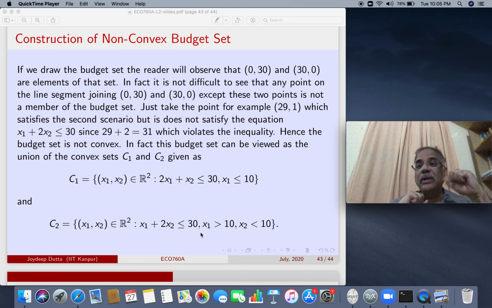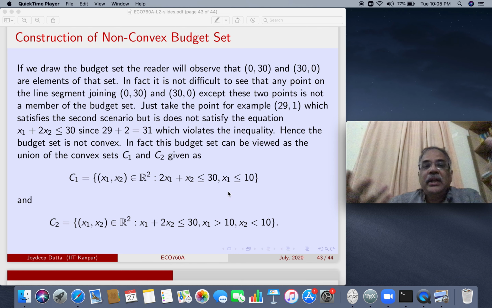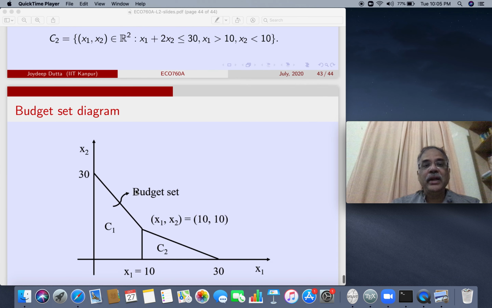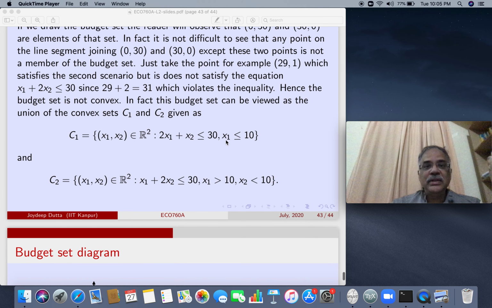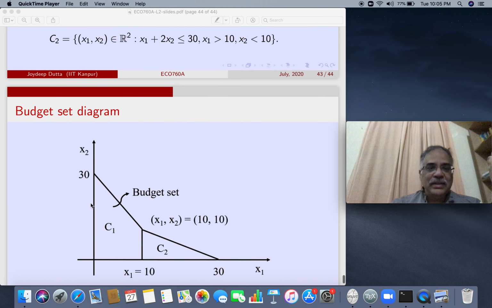My budget set now becomes a union of C1 and C2 because a priori I do not know which C1 or which C2 I am going to choose, right? So you can understand there is an interesting feature here. If I don't buy anything, (0, 0) means x1 is 0 and x2 is 0, then I buy from here. (0, 0) is in this set, this spot, this is C1. So if you look at the diagram, when x1 is less than or equal to 10, this is my budget set, the C1 part.